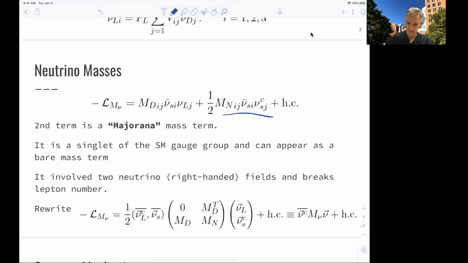So here what we are trying to do is involve two right-handed neutrino fields. Those break the lepton number. So if those neutrinos are realized in nature, we should observe lepton number violating processes. And so the search for this specific kind of neutrino is through searching for lepton number violating processes. So we can rewrite this part of the Lagrangian, this part of the mass term, using this matrix. So let's see how this unfolds.